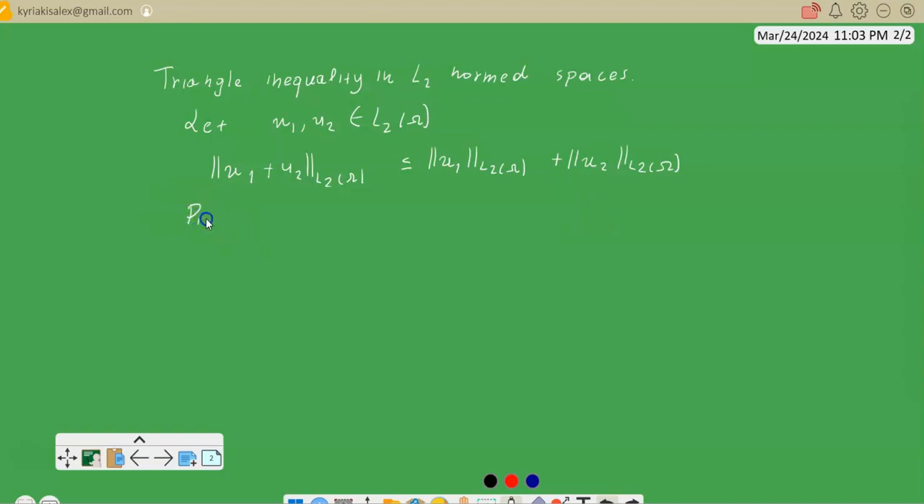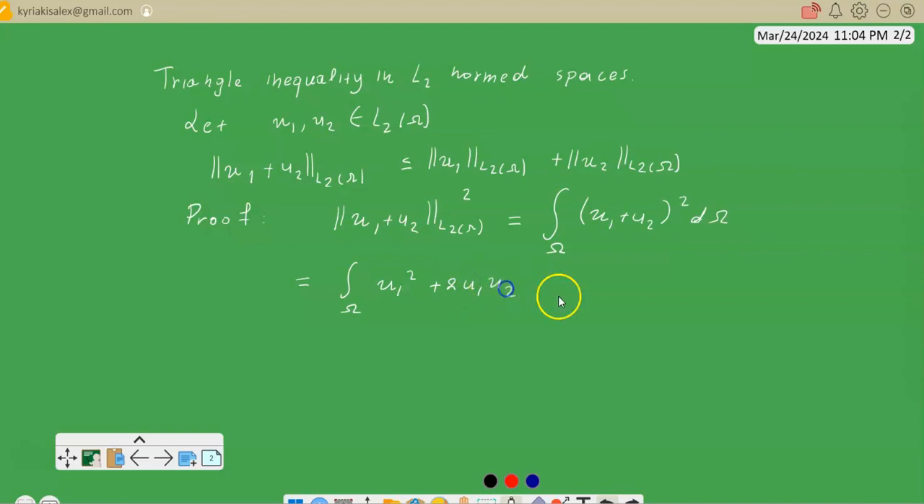We would go through the proof now. We take U1 plus U2, we take the L2 norm squared. This is by definition the integral of (U1 plus U2) squared d omega. U1 and U2 are real valued functions, okay? So from here, we just expand the bracket. So it's U1 squared plus 2 U1 U2 plus U2 squared d omega.